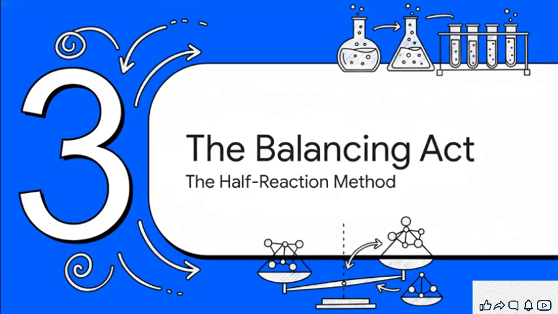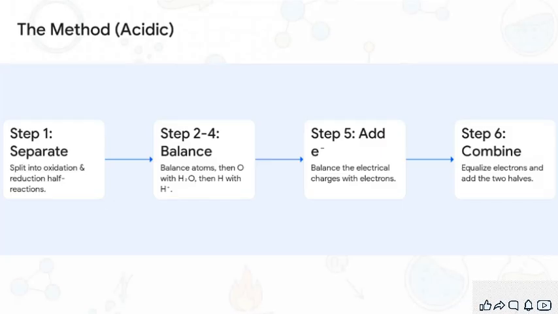It's called the half-reaction method, and it's brilliant because it breaks this big, ugly problem down into smaller, much more manageable steps. So here's the game plan. First, you split the whole thing into 2 half reactions, one for oxidation, one for reduction. Then you just go down the checklist step by step.